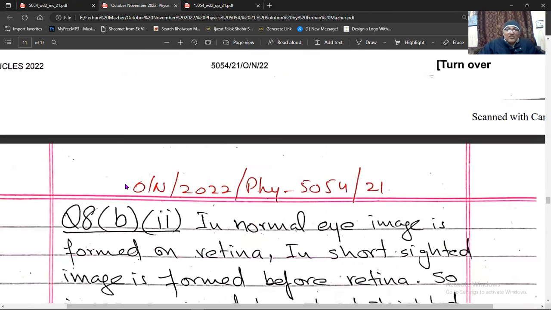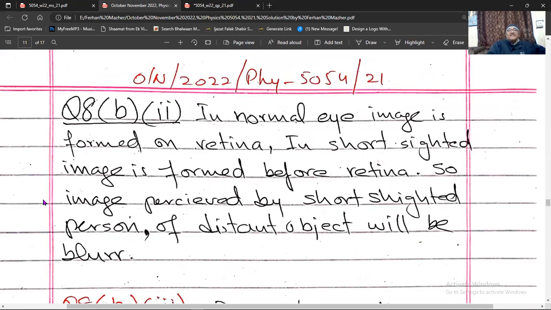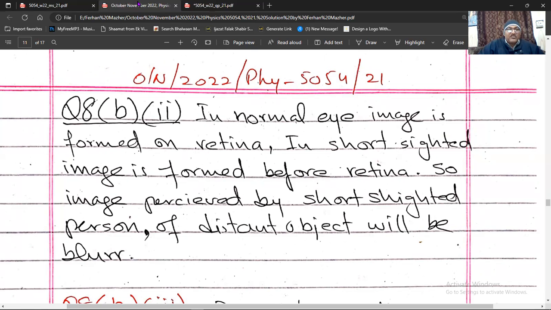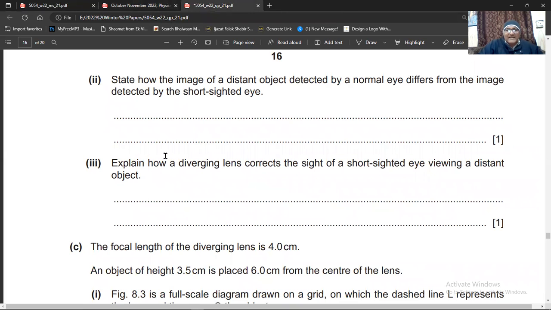Okay. So let me show you my answer. In a normal eye, the image is formed on the retina. In a short-sighted eye, the image is formed before the retina. So the image perceived by the short-sighted person of a distant object will be blurred. The image is sharp, focused, not blurred, so the normal person will see a sharp, focused image, but the short-sighted person will see a blurred image. This is my answer. You can write a better answer, obviously.